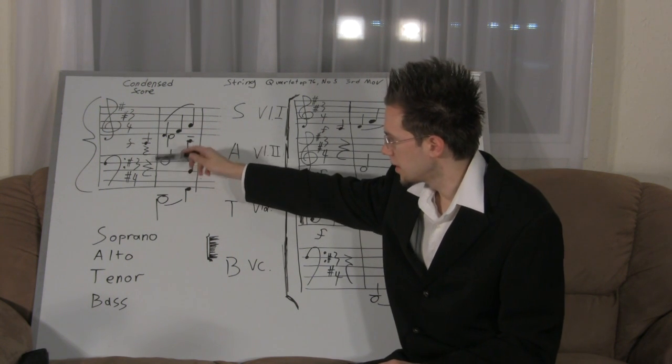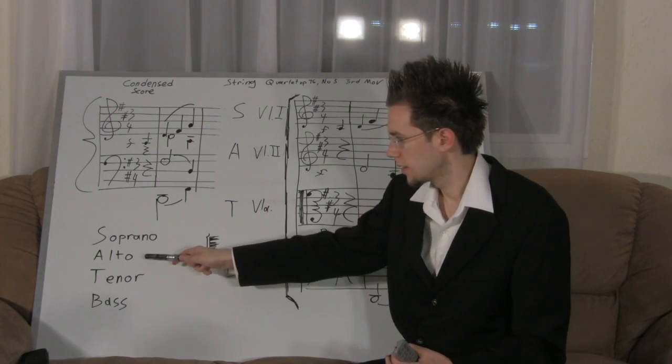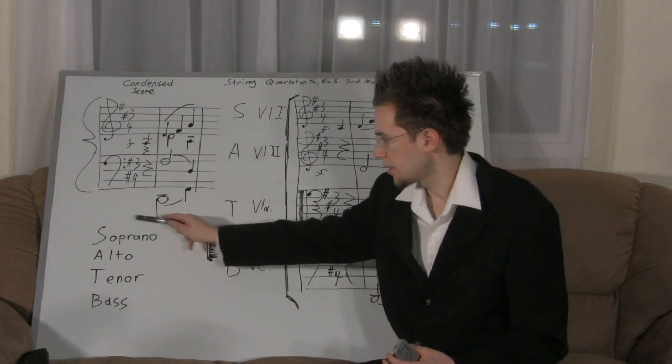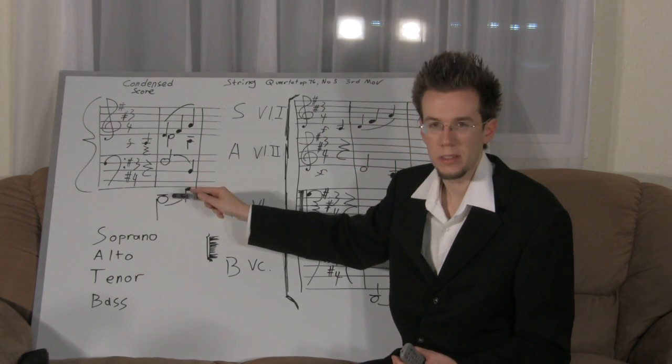So we have 2 rests here. This one is basically accounting for the alto. So the soprano and the alto share the treble clef, and the tenor and the bass are sharing the bass clef. Okay?